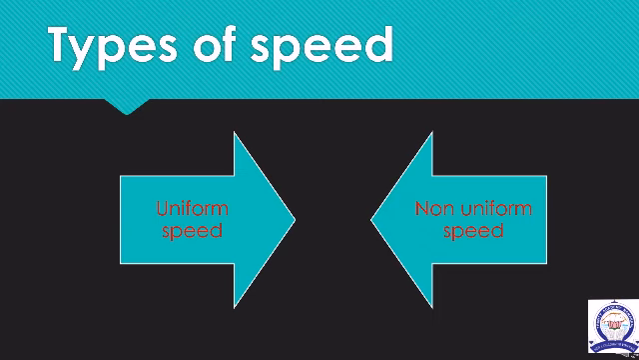Next, non-uniform speed. If a body covers unequal distances in equal intervals of time, that is known as non-uniform speed. So, uniform speed is equal distances in equal intervals of time, and non-uniform speed is unequal distances in equal intervals of time. Then there is average speed. Average speed is equal to the total distance traveled divided by the time taken to travel the total distance.